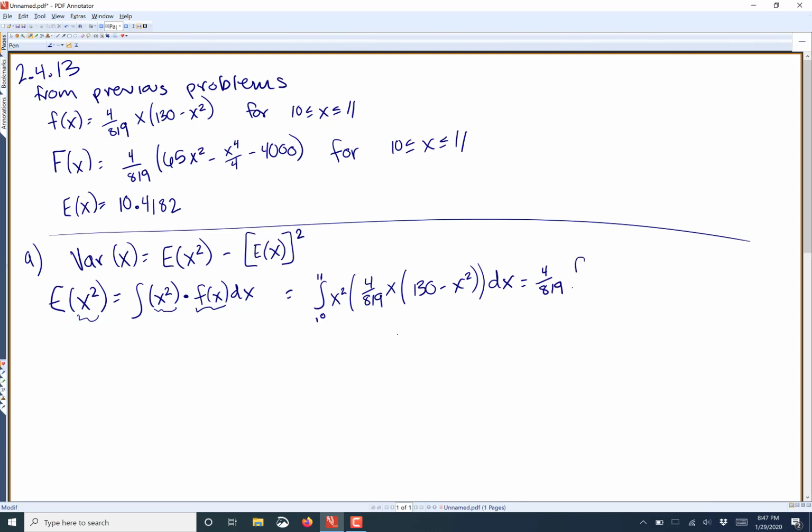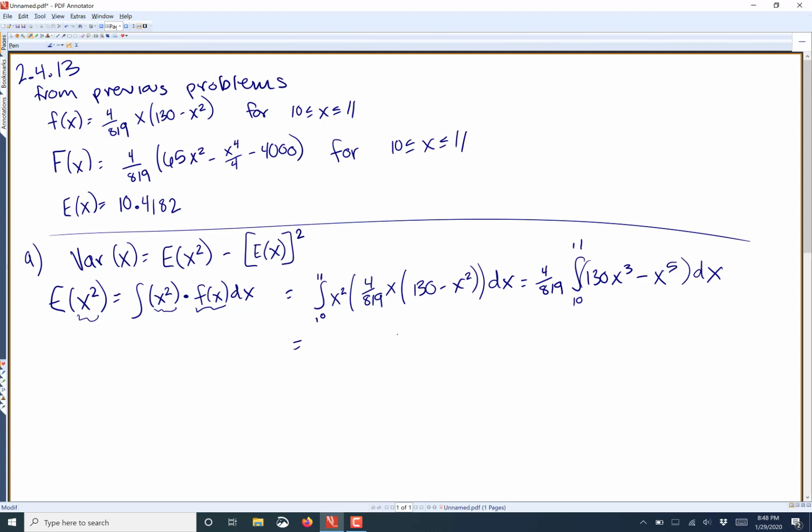To simplify this, this 4 over 819 can come out. And then I'm just going to distribute everything through. So this is x squared times x times 130, so 130 x cubed. And you can do this in more steps to make it make more sense to you if you need to. This will be x squared times x is x cubed, times x squared is x to the 5th. And we need to take the antiderivative of that. I'm not going to do it all here. Instead, we'll just skip ahead to the answer or put this into my calculator.